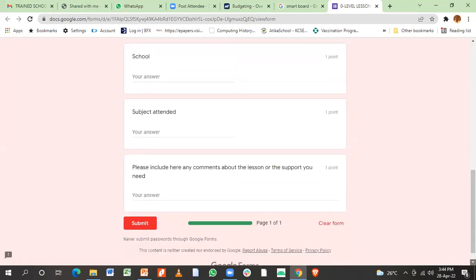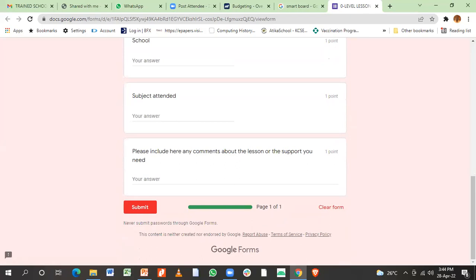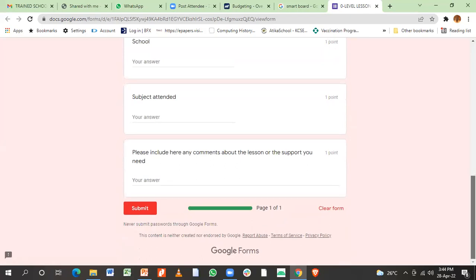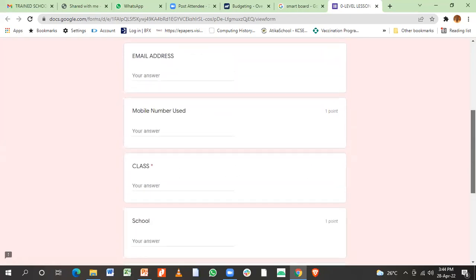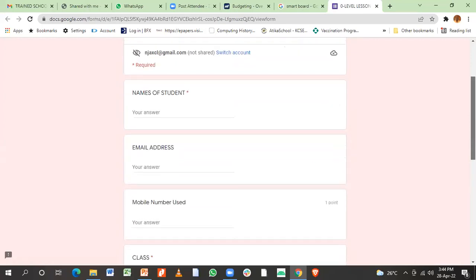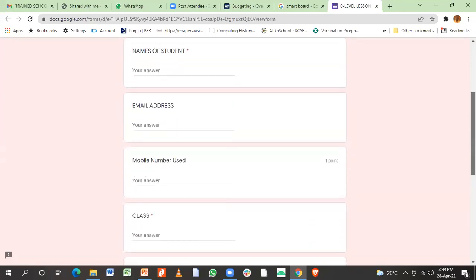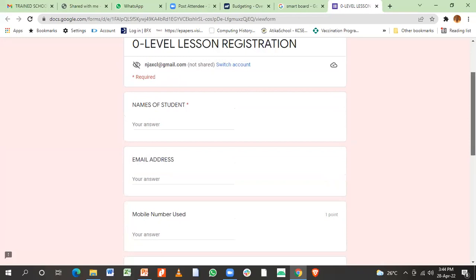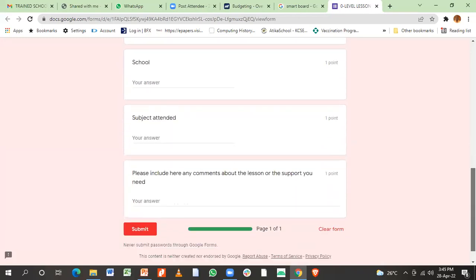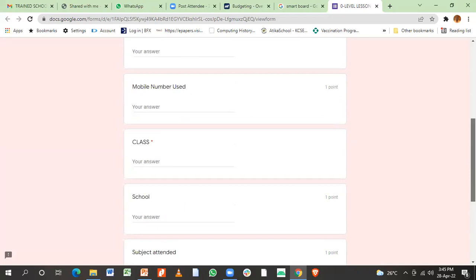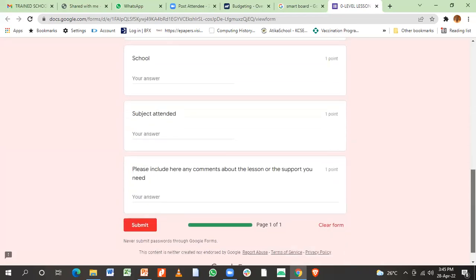It shows my mobile number, which I filled in, the mobile number which I use for everyday Zoom lessons. I filled in my email address. Then I also filled in my class. Then I filled in my school. Then I filled in the subject attended. Then I also filled in the last question. They said, please include here any comments about the lesson or the support you need.